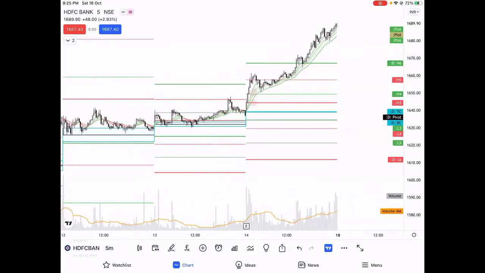Let's take up any 3 random stocks and we will analyze how we can take up entries, exits and stop loss.